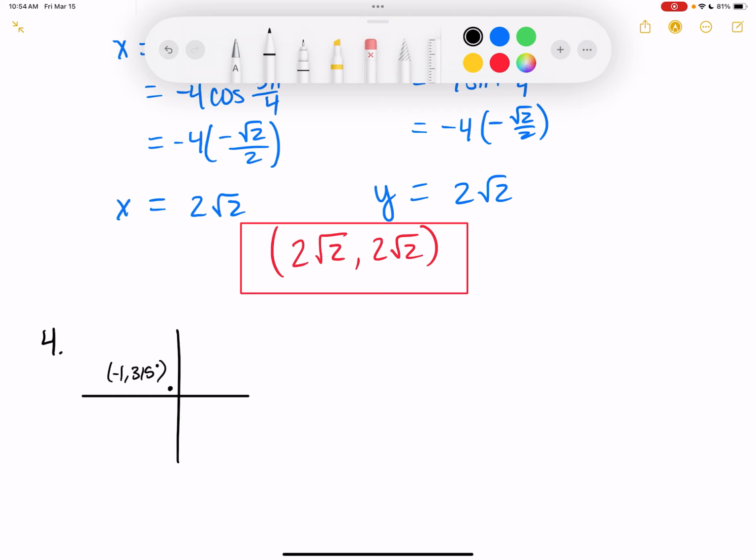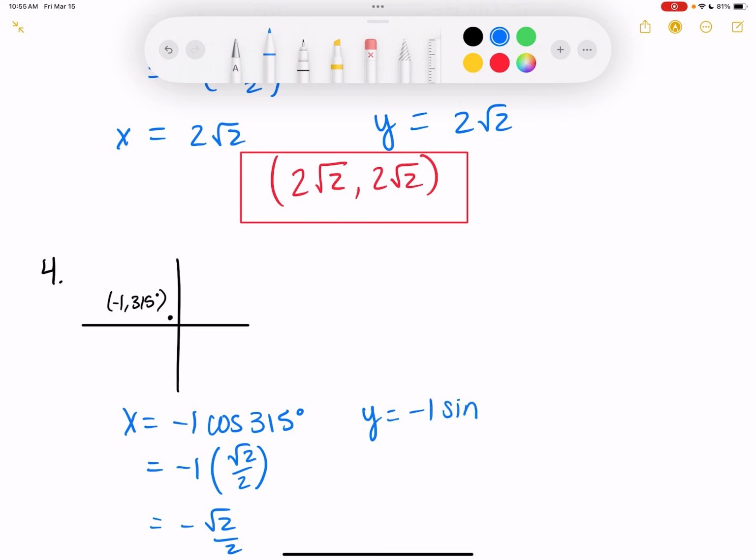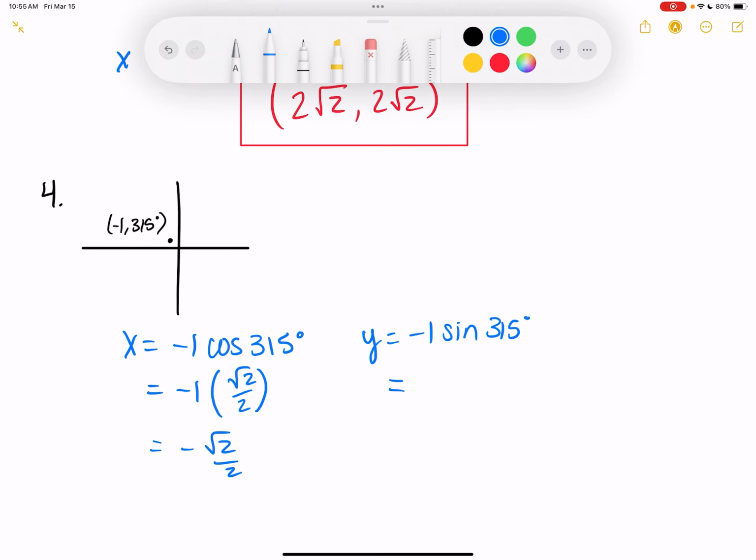So, same thing, x equals -1 cosine of 315. What is the cosine of 315? Root 2 over 2. Popular number today. So this is going to be -√2 over 2. And then y is -1 sine of 315. Negative root. So -1 times -√2 over 2, right?